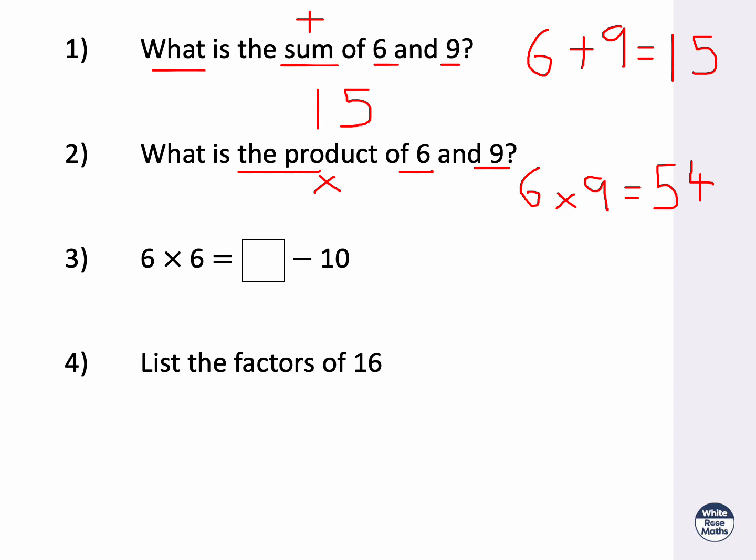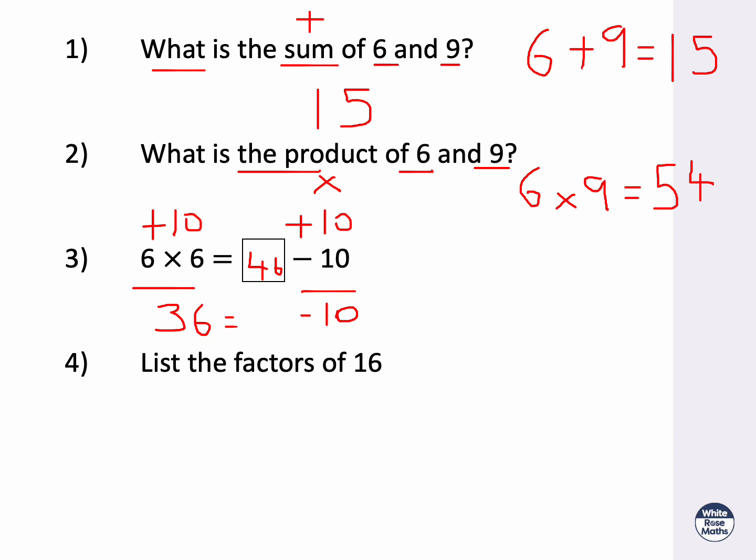Question number 3. 6 times 6 equals something, take away 10. Well, 6 times 6, guys, equals 36. So 36 equals a number, take away 10. If I do the reverse opposite, so if I add 10 to both sides to work out the number in the missing box, I'm going to do 36 plus 10, which is 46, guys. So it equals 46, take away 10.